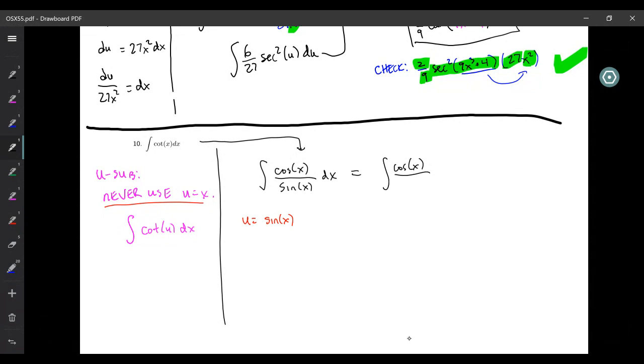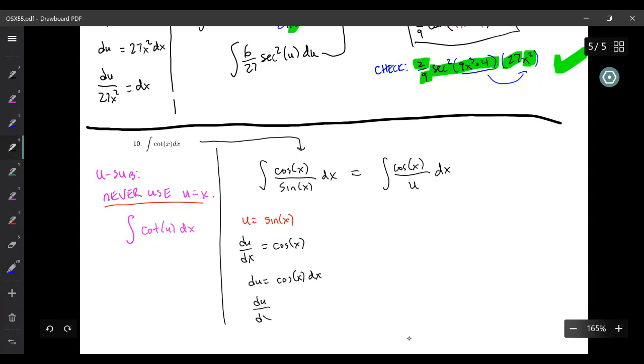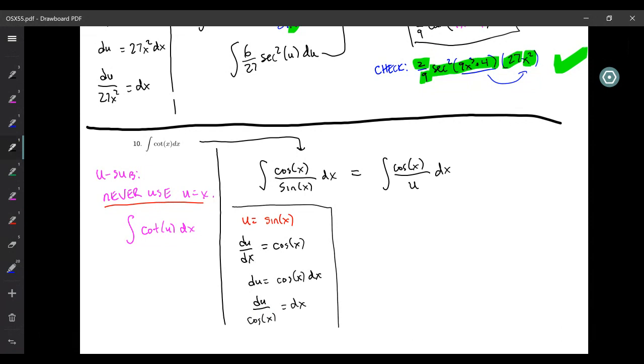Right, so you get cosine of x over u dx. If I take the derivative of u, you get du over dx equals cosine of x, which is great because I want to get rid of that cosine in the numerator. Right, remember that the derivative component is going to be used to get rid of the dx.